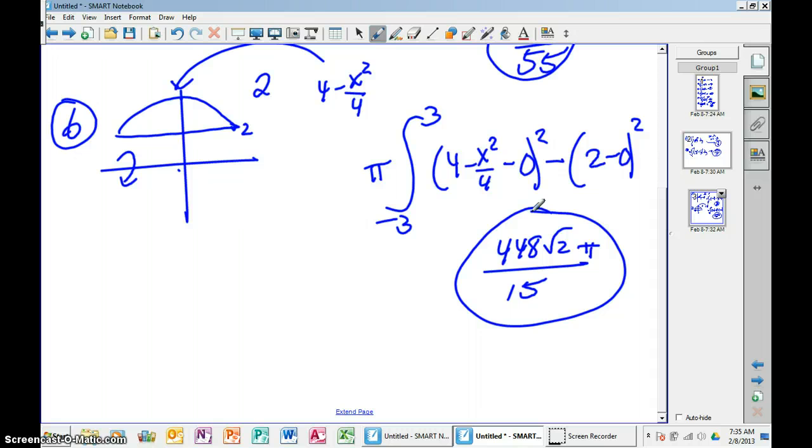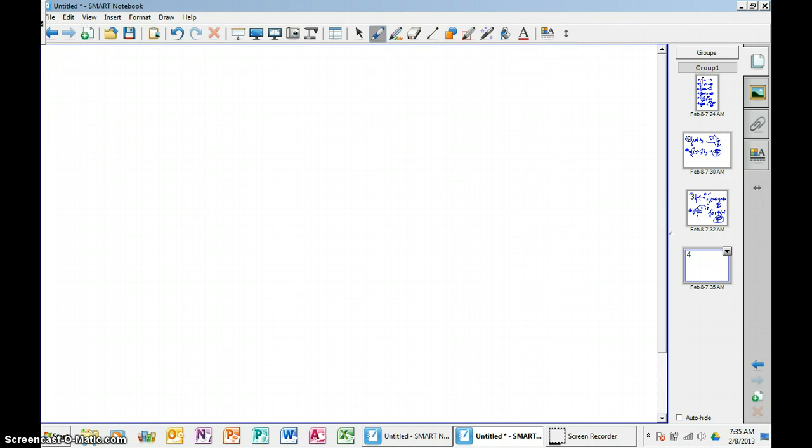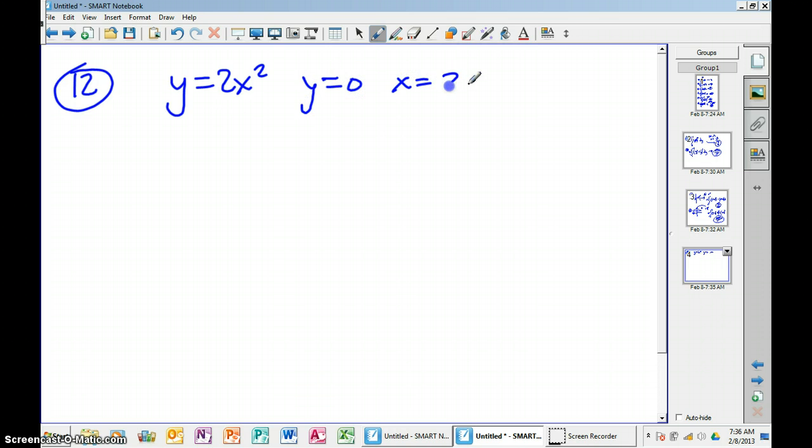12, 13, and 14, I'll put a new page on here. I'm going to do 12 and 14. 13's in the back of the book. 13 is done a little bit similarly, but 12 has a lot of stuff going on. And it says y equals 2x squared, and then it says y equals 0, and x equals 2. So when I go to graph this, I have some type of parabola going like that.